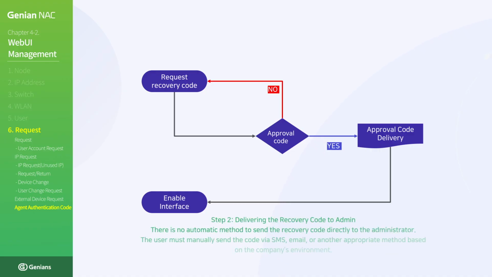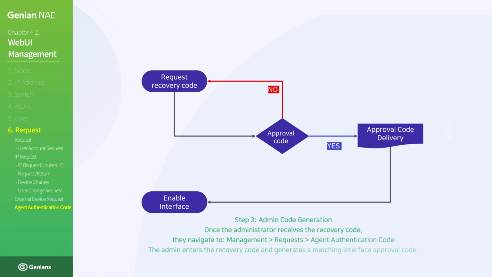Step 2. Delivering the recovery code to admin. There is no automatic method to send the recovery code directly to the administrator. The user must manually send the code via SMS, email, or another appropriate method based on the company's environment.